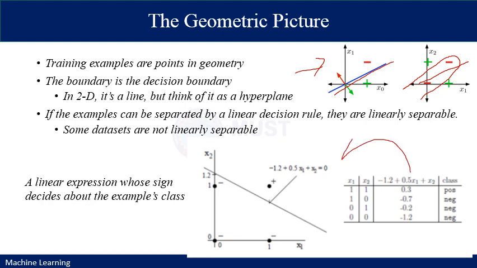If we take the linear method, for example in this case, it is based on this data, which separates the positive examples from the negative examples. We have three negative examples and one positive example specified by this linear expression, whose sign decides the example class. If the result of this expression is positive, then the class is positive, and if the result is negative, the class is negative, and if it is the opposite, it is an error.